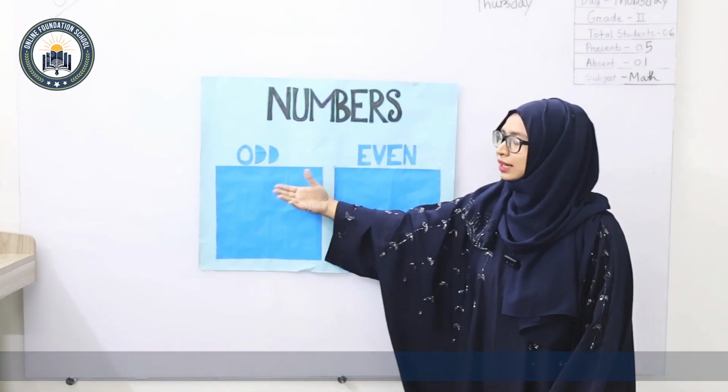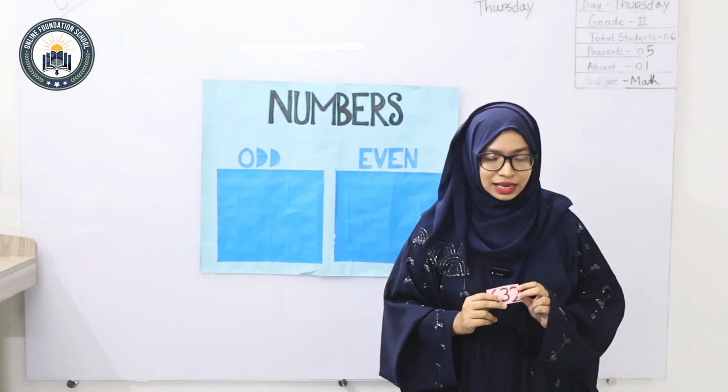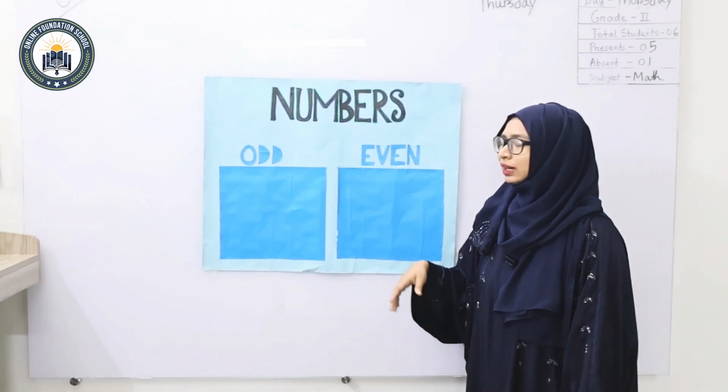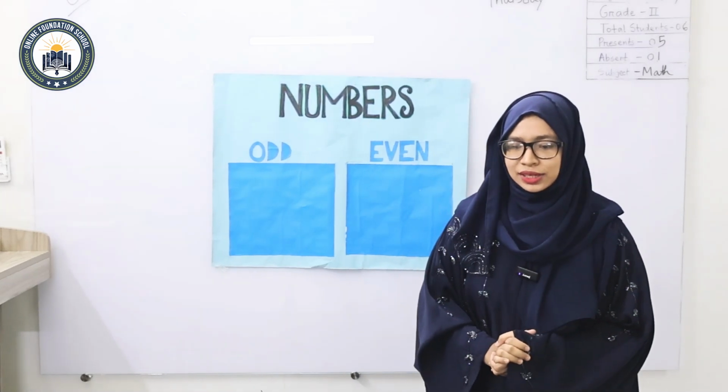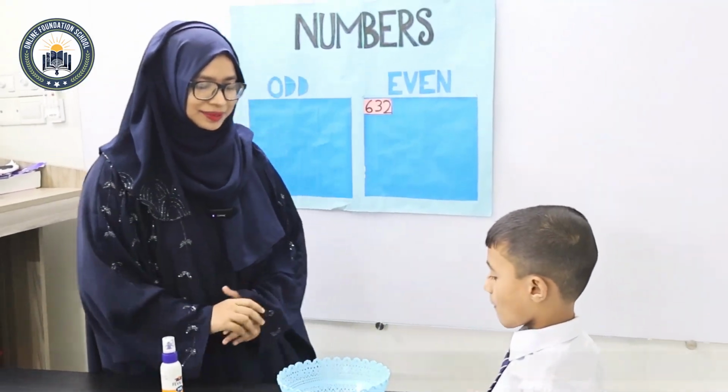If the number is odd, then where will you stick it? In this section. If the number is even, you will stick the number in the even section. Did you get it? Okay. Okay, let's start. Tasneem, pick a number.